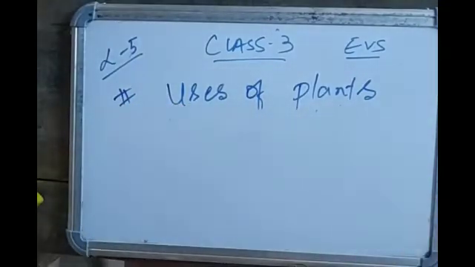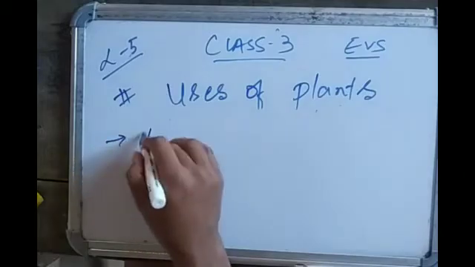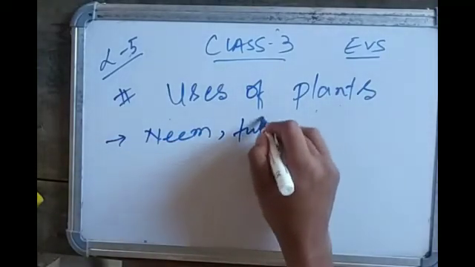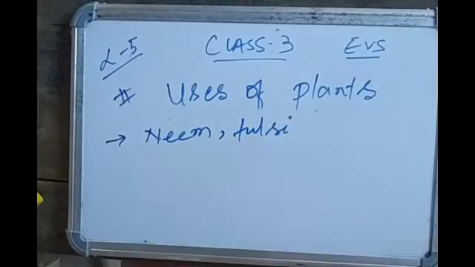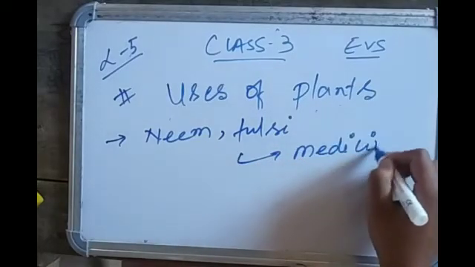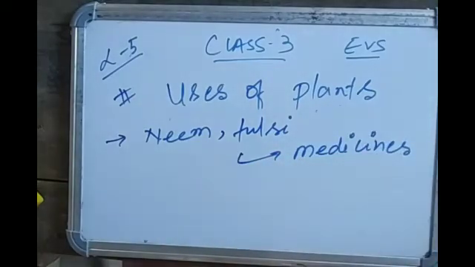Certain parts of some plants, such as neem, then tulsi, and eucalyptus, are used in medicines. So we get such things as medicine from plants also.